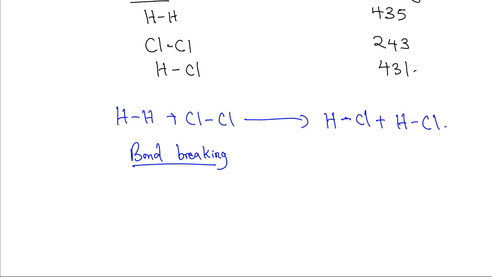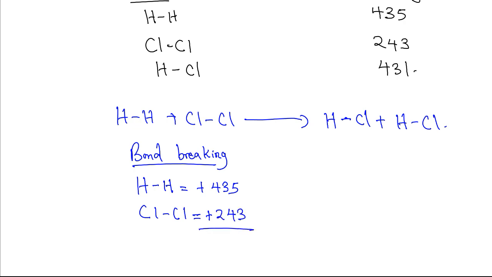We have hydrogen-hydrogen bond being broken is of plus 435. We also have chlorine-chlorine bond being broken. It is plus 243. That gives a total of plus 678 kilojoule. Bond formation.